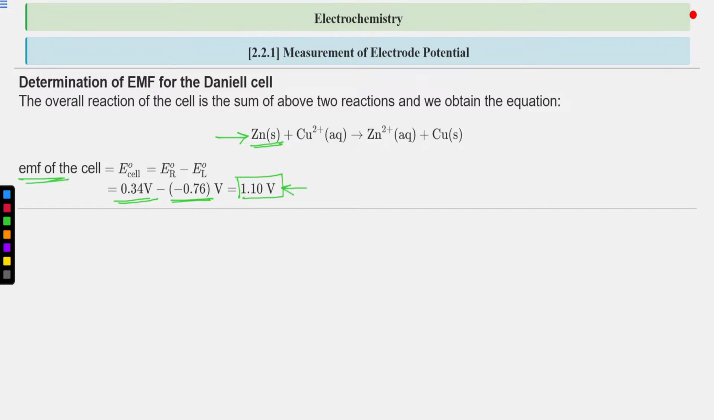So this is how you can obtain the EMF for the Daniell cell, in which if you know the left and the right electrode and the reaction happening at each of the electrode, you can determine the EMF by just subtracting the E naught of R, that means right electrode, minus the E naught of left electrode.